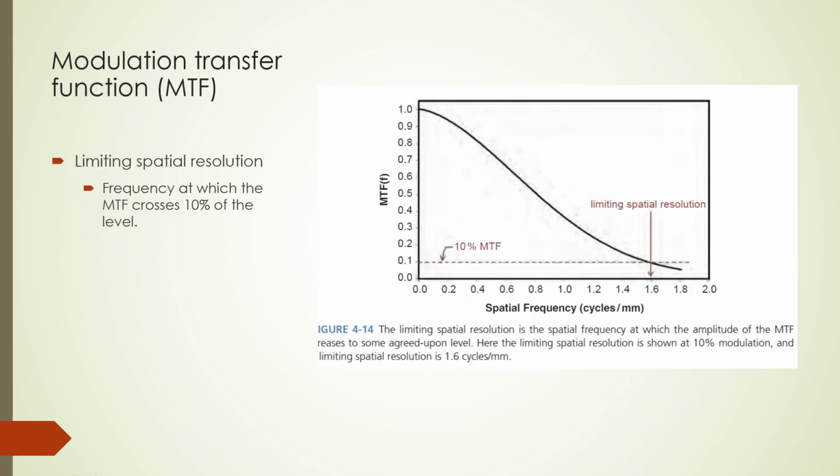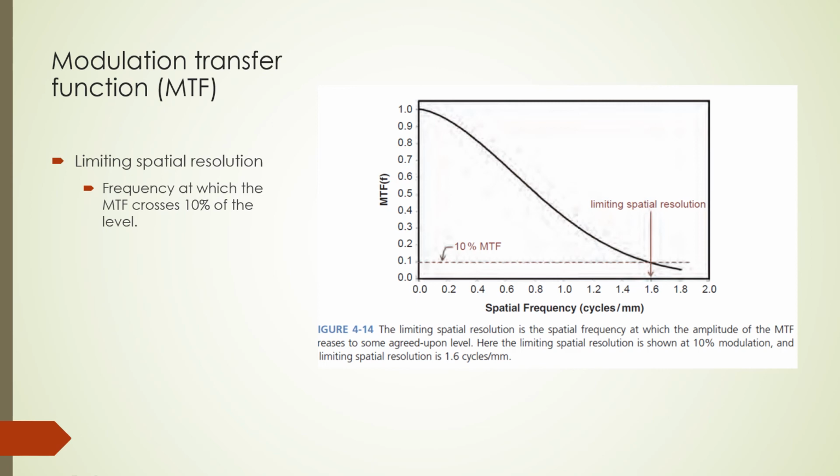Suppose we measure the modulation transfer function for an imaging system and we obtain the curve shown on the right. If we agree that for this imaging system the limiting spatial resolution is the resolution at which the modulation transfer function is at 10%, then we can read the spatial resolution off the modulation transfer function curve. So in this figure, the limiting spatial resolution is 1.6 line pairs per millimeter at 10% of the modulation transfer function.